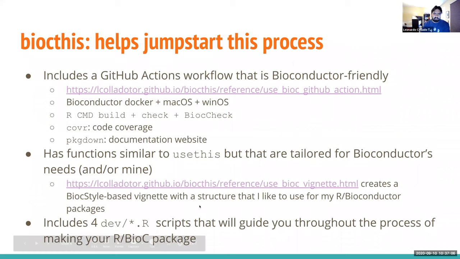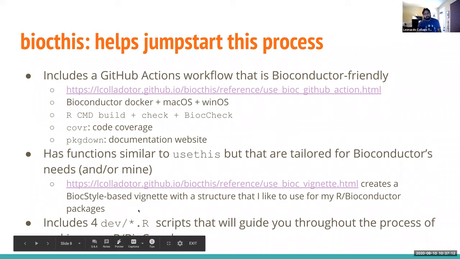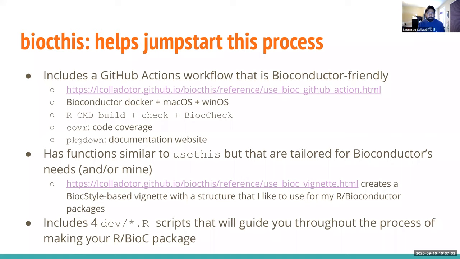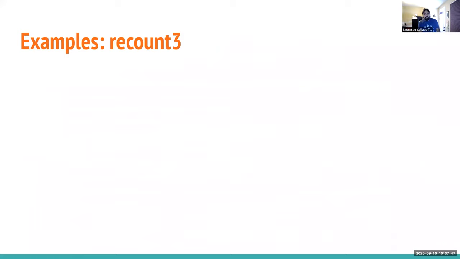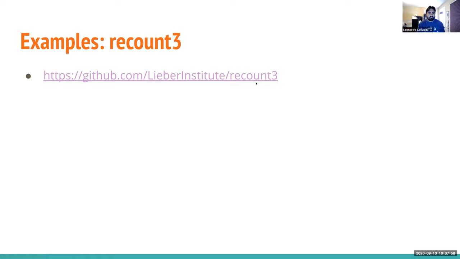And something that I think is quite useful for both first-time R package developers, but also someone like me that has been developing packages for a while, is that biocthis includes four development scripts. Those four development scripts will really guide you in the process of making your package, they include all of the different commands you might be interested in running. So as an example of a package that I made using biocthis, there's the recount3 package. That lives publicly already here on the LieberInstitute/recount3 GitHub site.